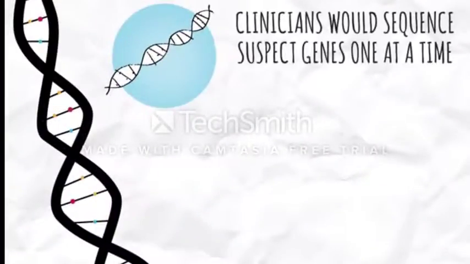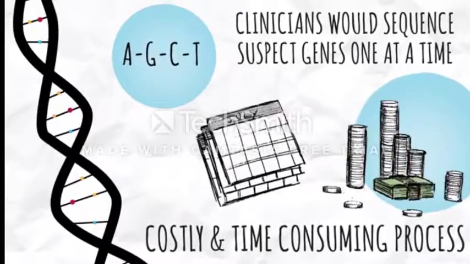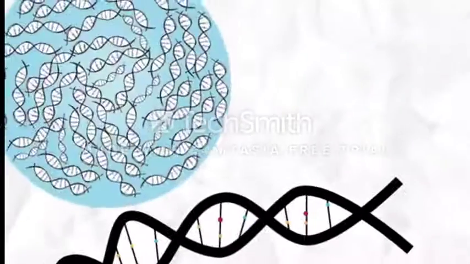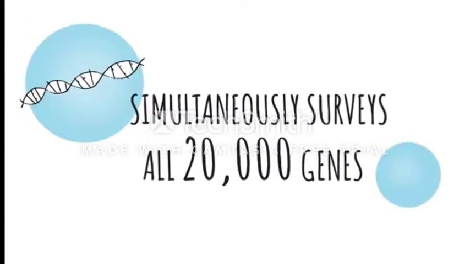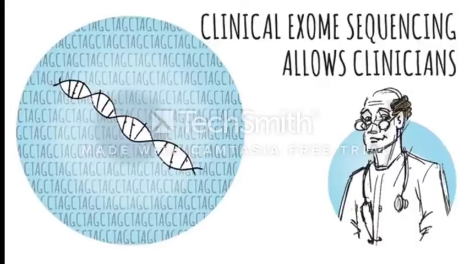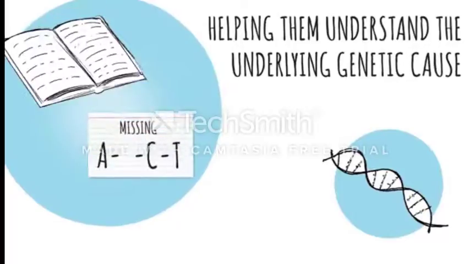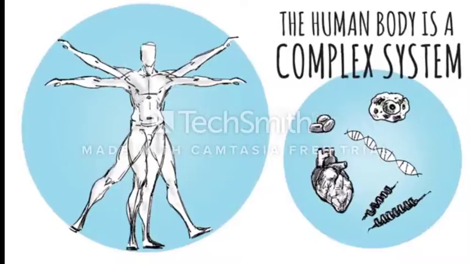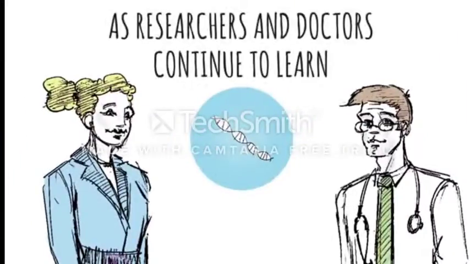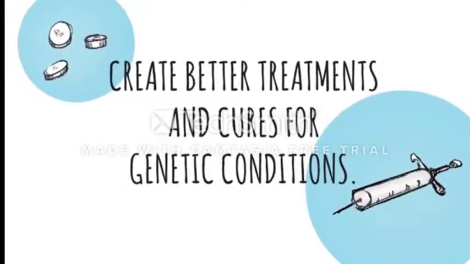In the past, clinicians have been able to detect these spelling mistakes by sequencing suspect genes one at a time. This often resulted in a costly and time-consuming process. With the advent of clinical exome sequencing, clinicians are now able to simultaneously survey all 20,000 genes. Clinical exome sequencing allows clinicians to better treat and manage their patient's disease by helping them understand the underlying genetic cause. The human body is a complex system, and there is still so much more to be understood. As researchers and doctors continue to learn more about the human body, we will also learn more about how to create better treatments and cures for genetic conditions.